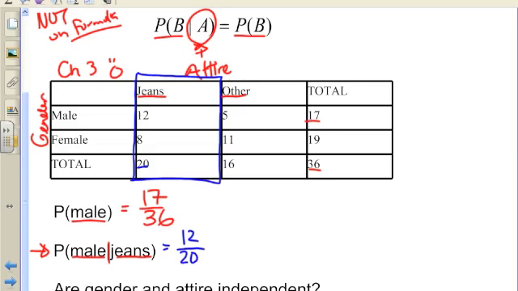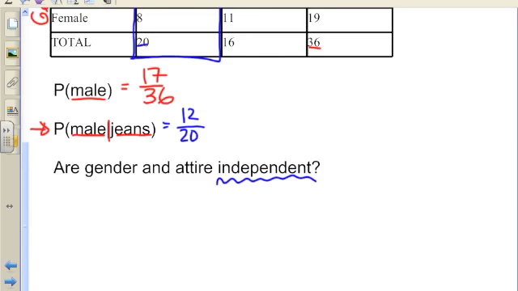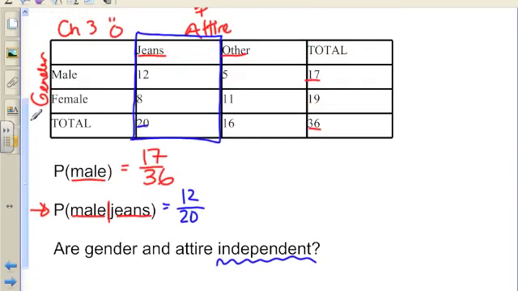So the question is, are gender and attire independent? If I know someone is wearing jeans, would that change what gender they might be? Now, I know every instinct of you is crying out, of course gender and attire are independent. Being male or female does not mean you wear jeans or not, but keep in mind we are using this particular set of data, and if I just stare at it, wow, more than half of the males are wearing jeans, and more than half of the females are not. Okay, so I'm focusing on this data set.